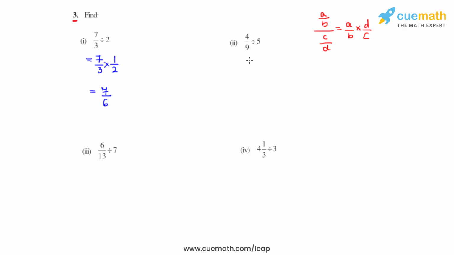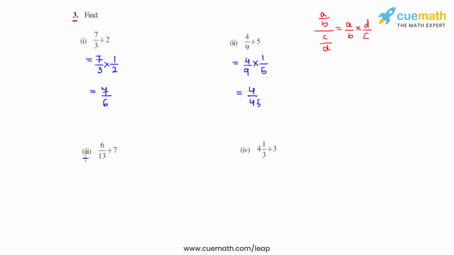Coming to the second bit, we have 4 over 9 divided by 5. So we can put a multiplication sign and flip 5. That will give us the fraction 1 over 5. So the product of these two fractions is 4 over 45.